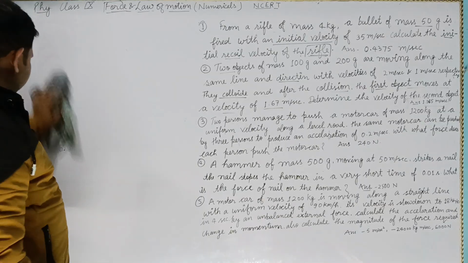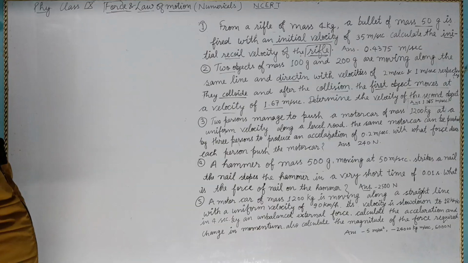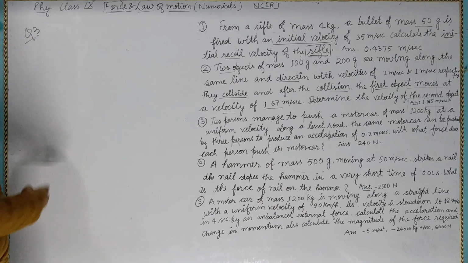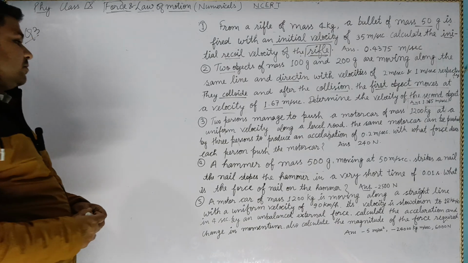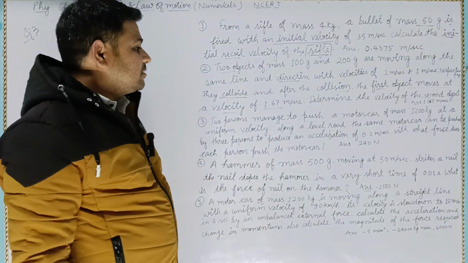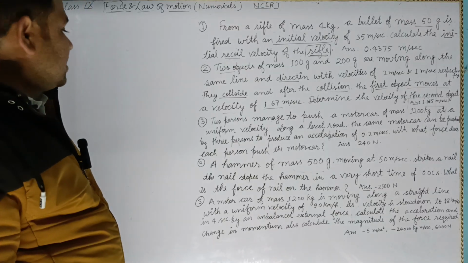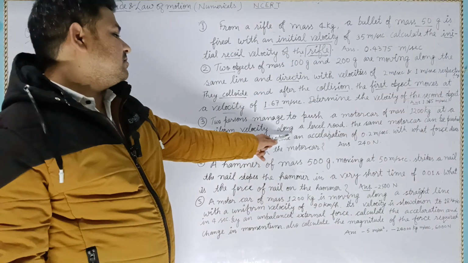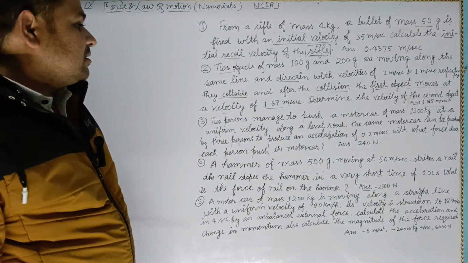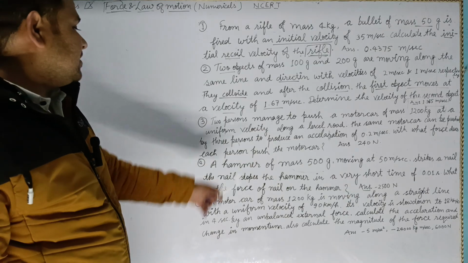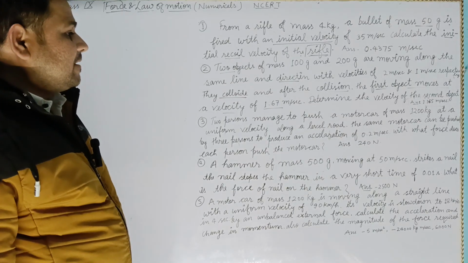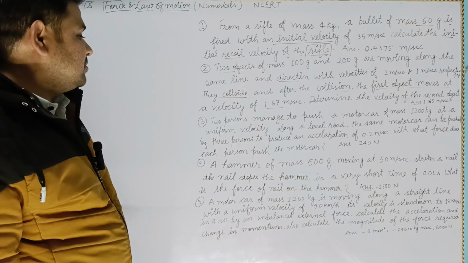It is saying this. In the third question, it is given that two persons managed to push a motor car of mass 1200 kg at a uniform velocity along a level road. The same motor car can be pushed by 3 persons to produce an acceleration of 0.2 meter per second squared. With what force does each person push the motor car?